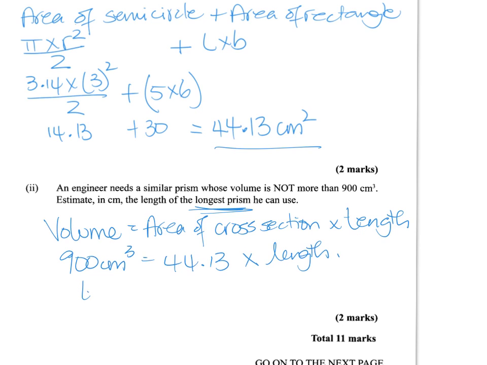So the length will just be 900 divided by 44.13. So 900 divided by 44.13 will give us 20.4 centimeters, and that will be the longest prism that he can use.